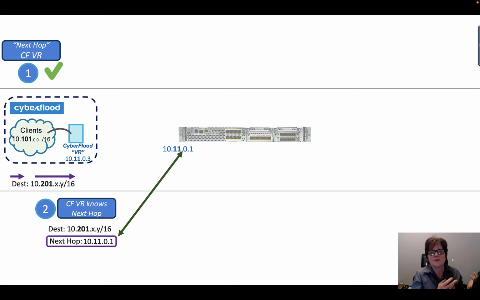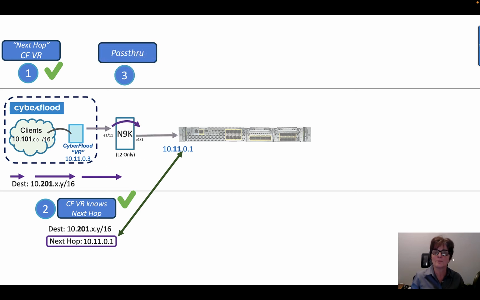Now, the CyberFlood doesn't know exactly what is between it and that. It just knows to go out the port on the custom queue that the CyberFlood virtual router is connected to. If that is configured properly, the CyberFlood will know it can send that traffic out this port. In our environment, it happens to go to a Nexus 9K. The Nexus 9K is layer 2 only, but the traffic still has to get through it, so this is a troubleshooting point for you.